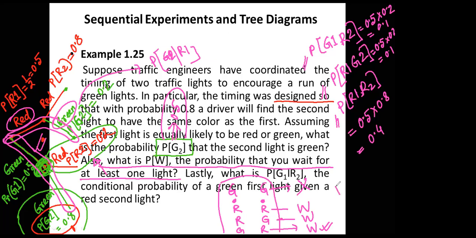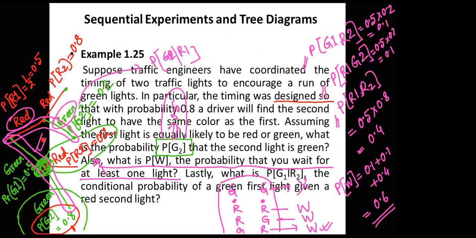So if I want to find out the probability of W, then we will add all these up. 0.1 plus 0.1 plus 0.4, and that will be equal to 0.6. And that is the result for the probability you have to wait. I told you that there are two ways. What is the other way?